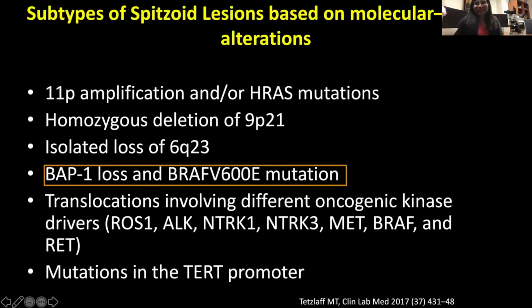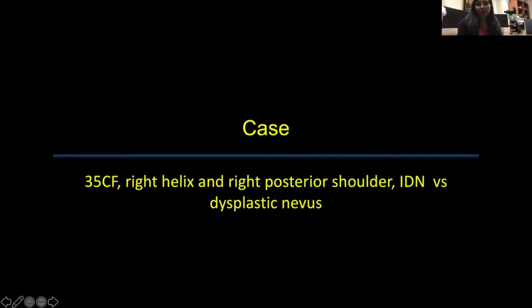Okay. Next, what I want to talk about is subtypes of Spitz-like lesions based on the molecular and genetic alterations. As you see here, we have 6 different types, but due to the time limitation, I'm going to focus on the Spitz-like lesion associated with BAP1 loss and BRAF V600E mutation. So let me start with the case.